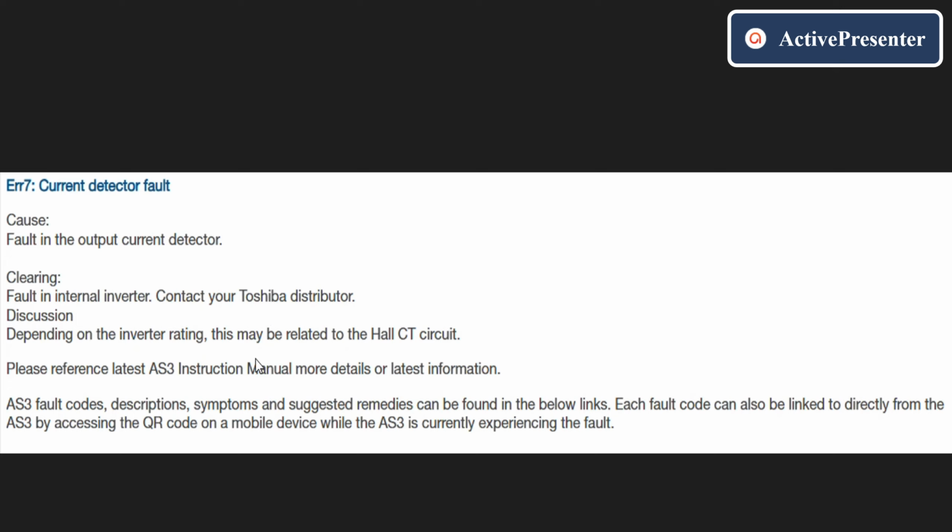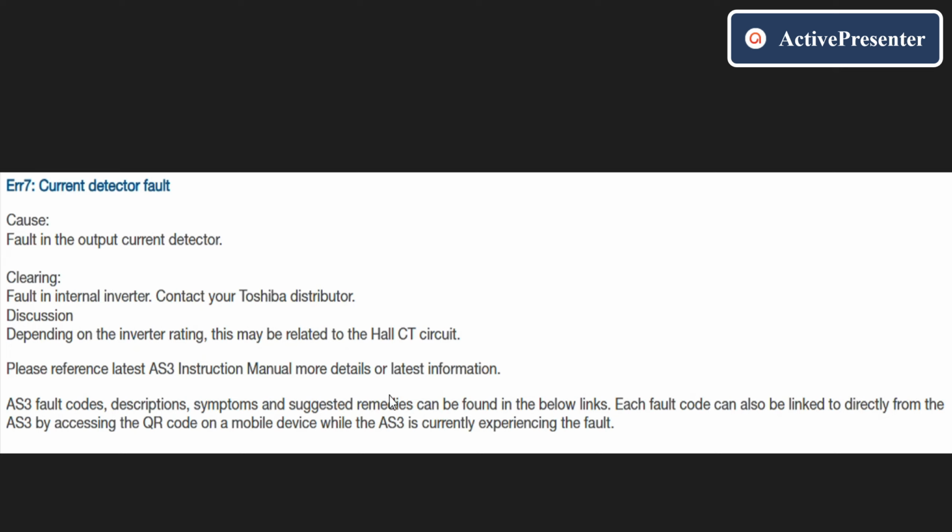So it depends on the inverter rating or the Hall sensor circuit. There is a circuit inside the VFD which gets the data from the CT, current transformer, to calculate the output current. So when it is measuring out of tolerance, in that case only this error comes.